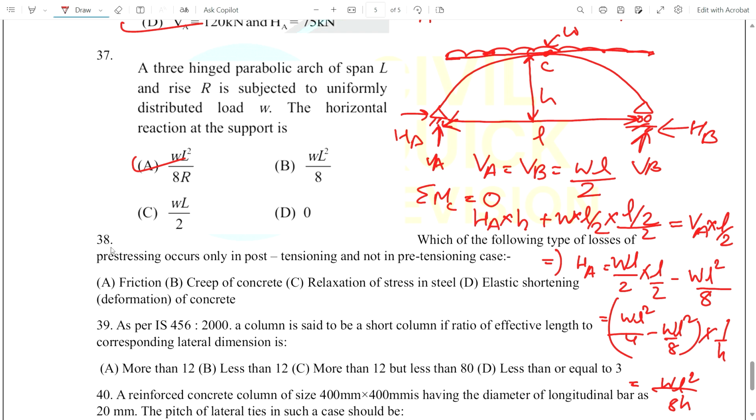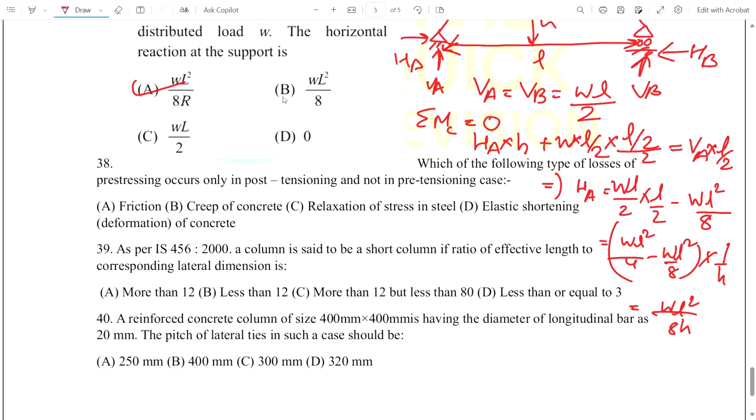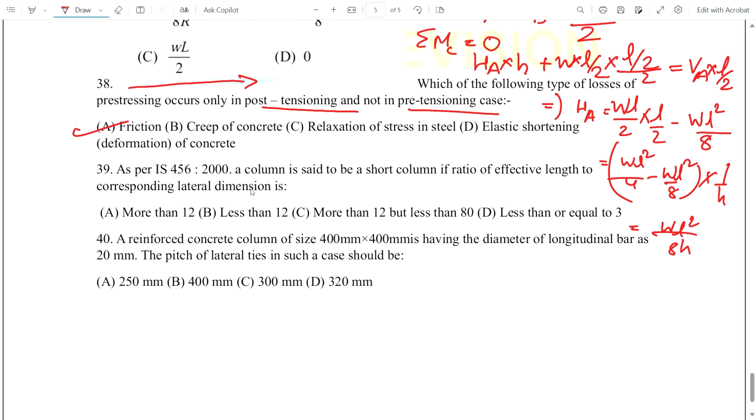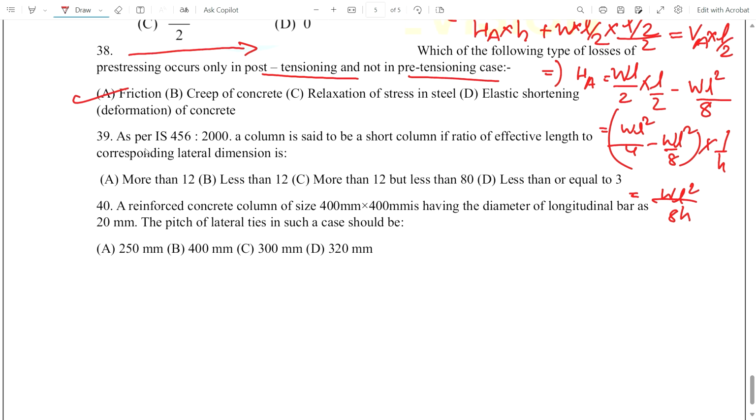Now coming to question number 38. Which one of the following types of losses of prestressing occurs only in post-tensioning, not in pre-tensioning? Friction, creep of concrete, relaxation of stress in steel, or elastic shortening. Option A is the correct answer. Friction is the answer, friction loss occurs in post-tensioning.